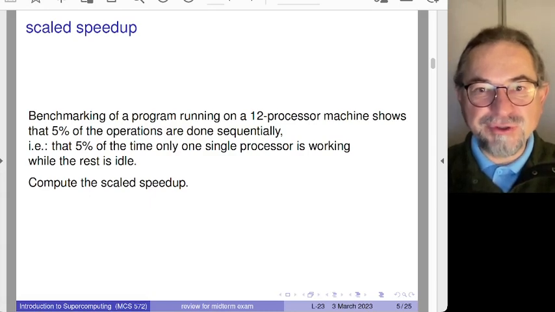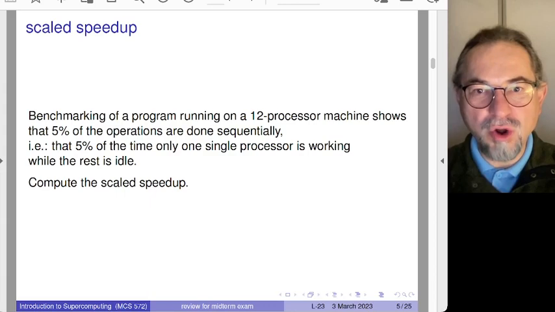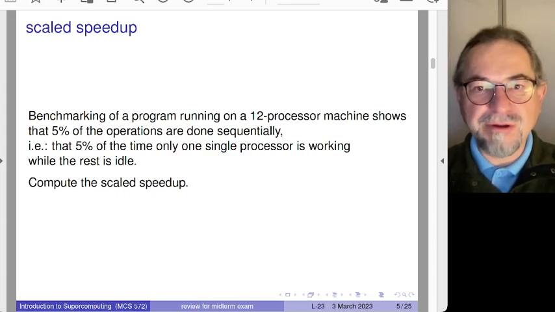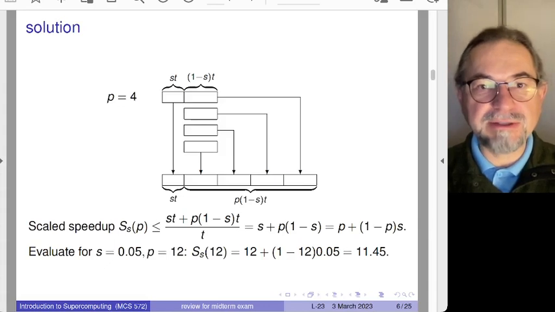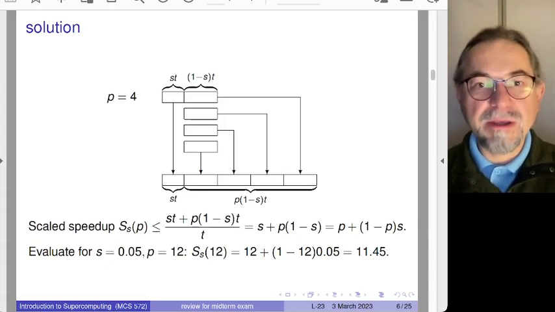It seems at first that we are missing some data, so it doesn't really say how long the run on the 12 processor machine took. But even without this information, we will be able to compute the scaled speedup by the application of Gustafson's law. So let's look at the answer.